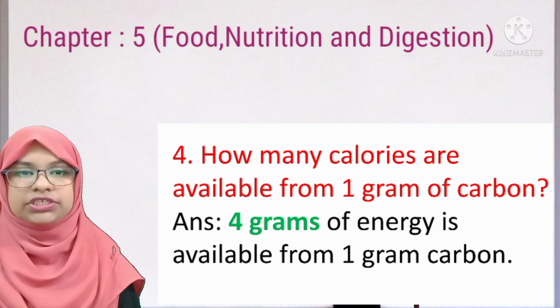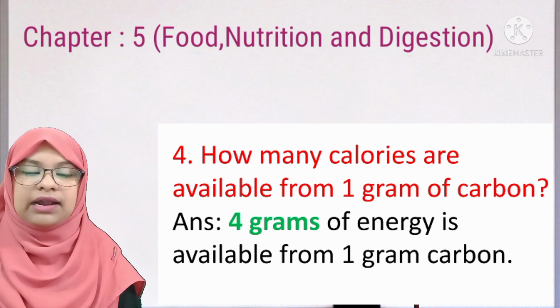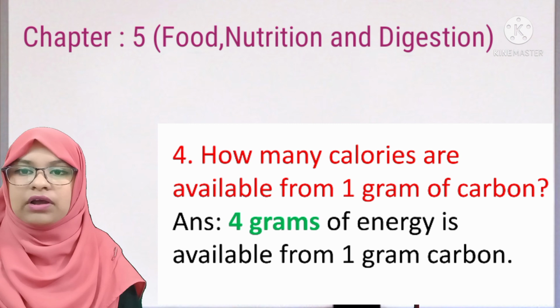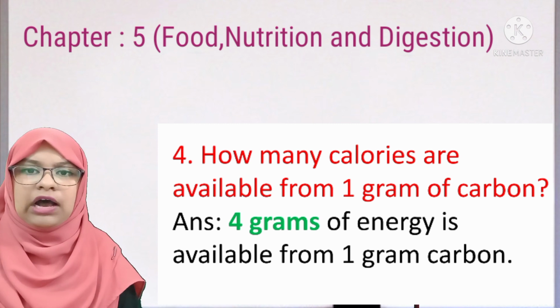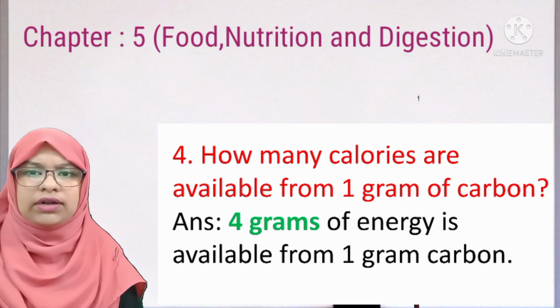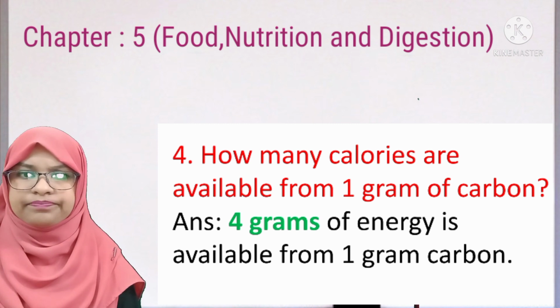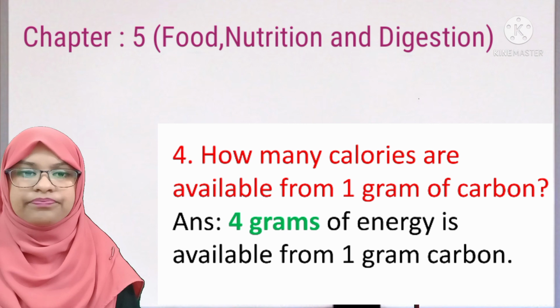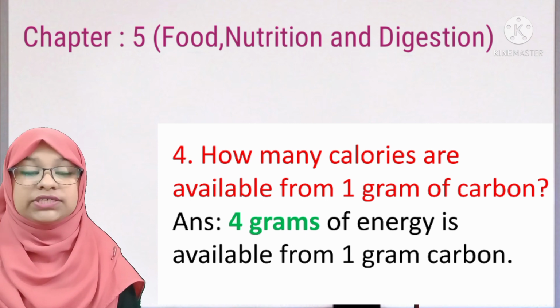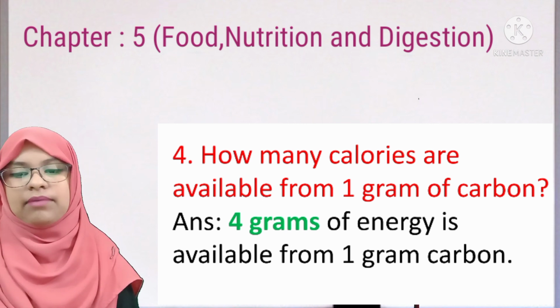Our fourth question is, how many calories are available from 1 gram of carbon? This question we can say another way: how many calories are available from 1 gram of protein. Okay, but our today's question is, how many calories are available from 1 gram of carbon? 4 calories of energy are available from 1 gram of carbon.